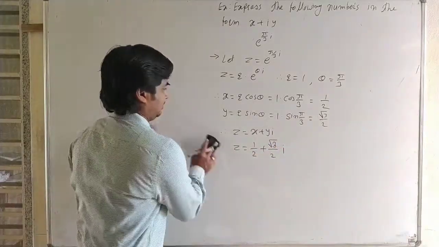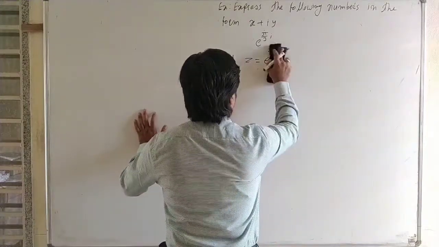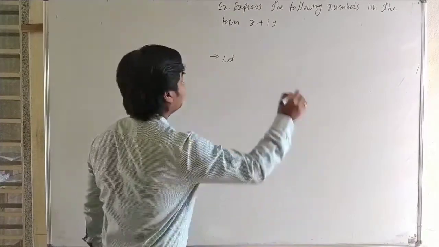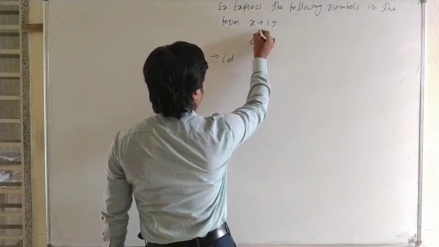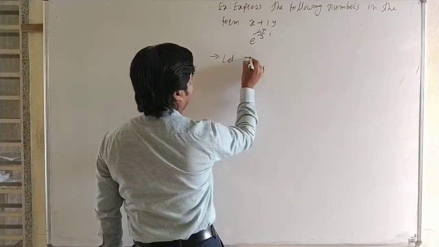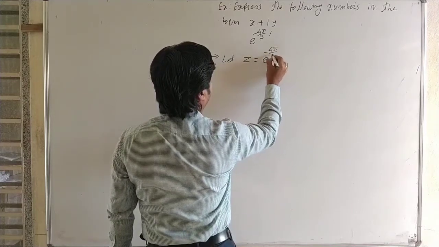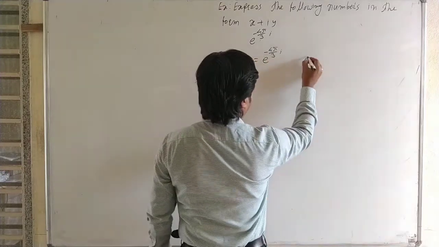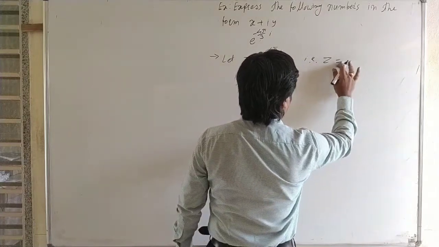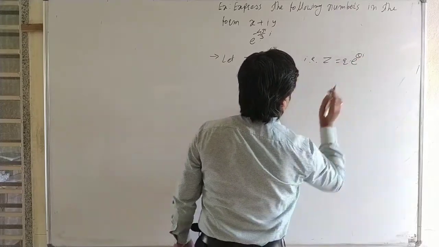Now next, e to the power minus 4 pi by 3 i. Okay, again here z is equal to e to the power minus 4 pi by 3 i. That is, this number is in the exponential form, r into e to the power theta i or i theta.